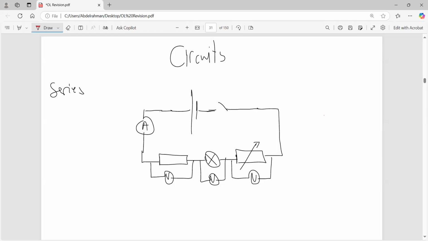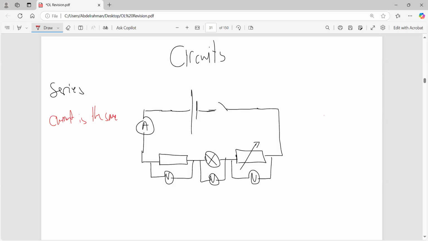So if I ask you what is the current in the battery, it's whatever number. What's the current in the variable resistor? It's the same number. In the bulb or in the lamp, it's the same number. So in whichever position, whatever point in this circuit, the current will always remain the same. So in a series circuit, the current is the same.